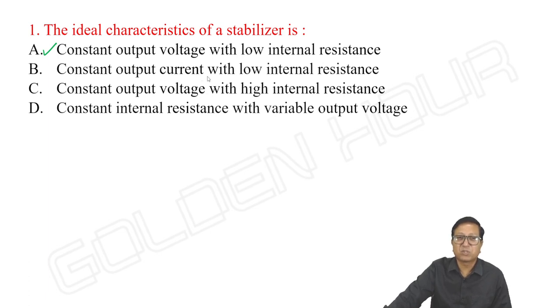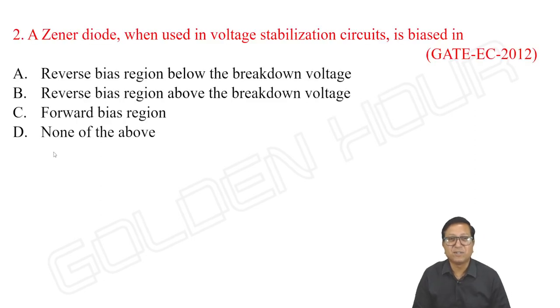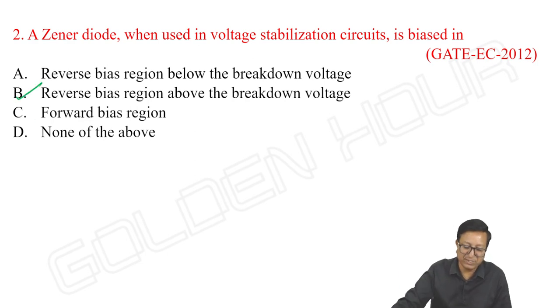Constant output current with low internal resistance, not possible. Constant output voltage with high internal resistance, meaningless. Constant internal resistance with variable voltage, meaningless. A Zener diode, when used in voltage stabilization circuits, is biased in reverse bias with above breakdown voltage. Option B is correct.